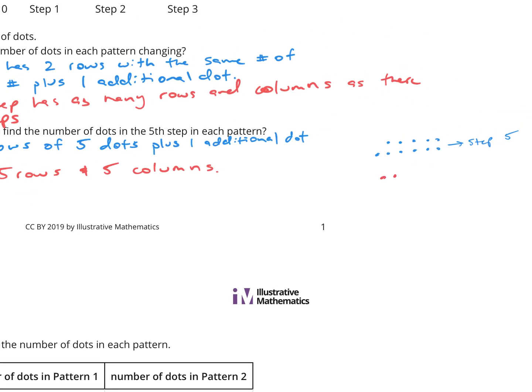So we have 1, 2, 3, 4, 5, 1, 2, 3, 4, 5, 1, 2, 3, 4, 5, 1, 2, 3, 4, 5, 1, 2, 3, 4, 5. So that is again step 5.